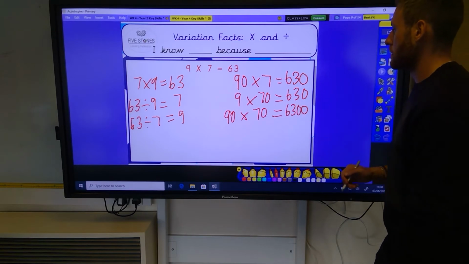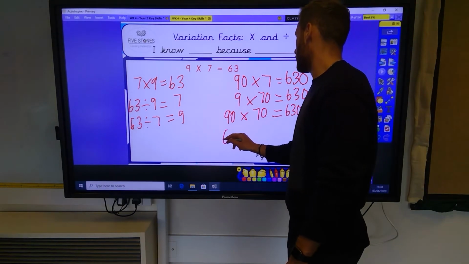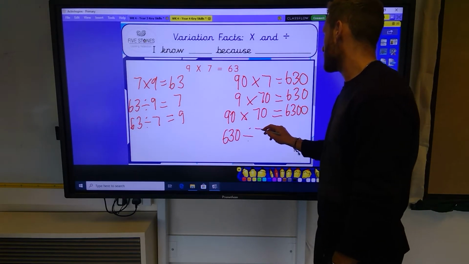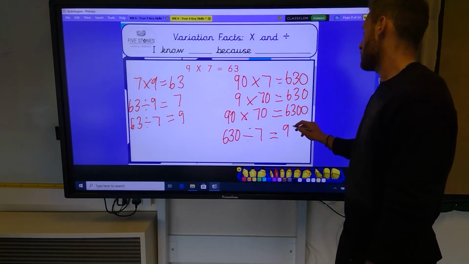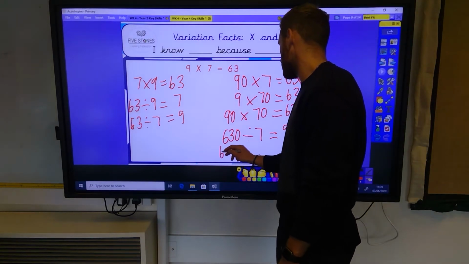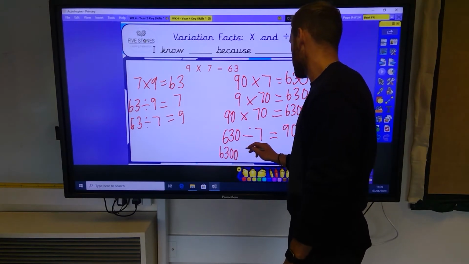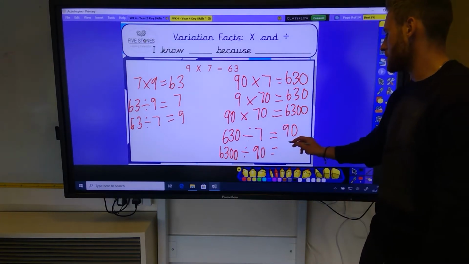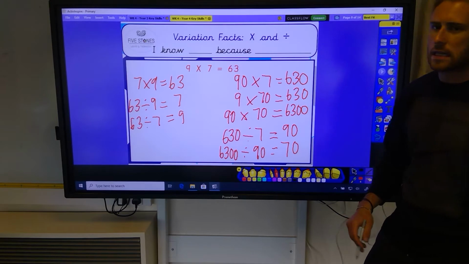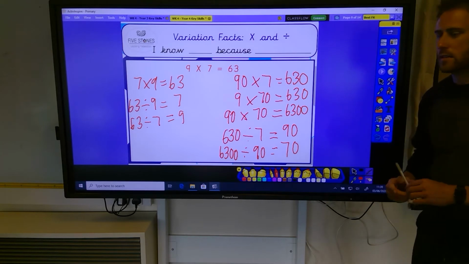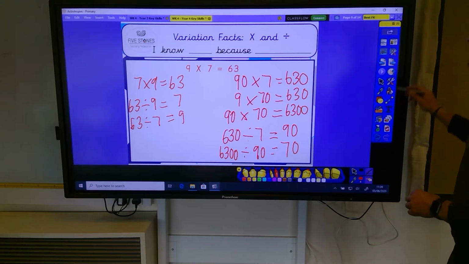And we can then use the inverse to solve any of these facts. So 630, we say divided by 7 must be 9. What happens if we go 6,300 and divide by 90? Yeah, we'll connect it with that fact. We get 70. There are other facts that you will know, so please feel free to check with your adult of any of those facts that you have done and make sure that they are correct.